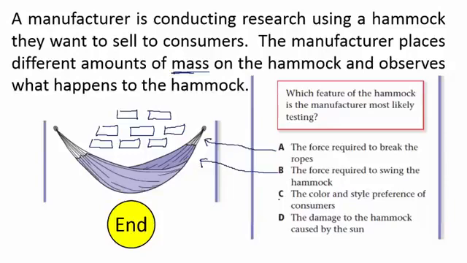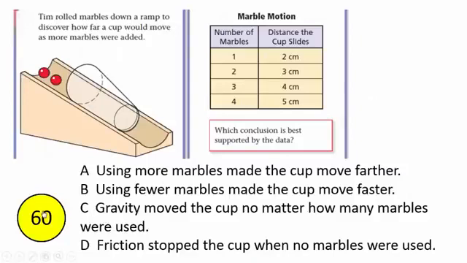The color and style preference of consumers. Ask yourself, why would they need to put bricks on it to see if customers like the color? The damage to the hammock caused by the sun. Again, ask yourself, why would they put bricks on it to see how the sun affects this hammock? The answer is, well, think about people come in different sizes and shapes. Wouldn't you want to know how much weight the hammock can support? So if we just put masses in there to test the strength of the hammock, that would give us a lot of information. So letter A is the best choice. Next question. Ready, begin.